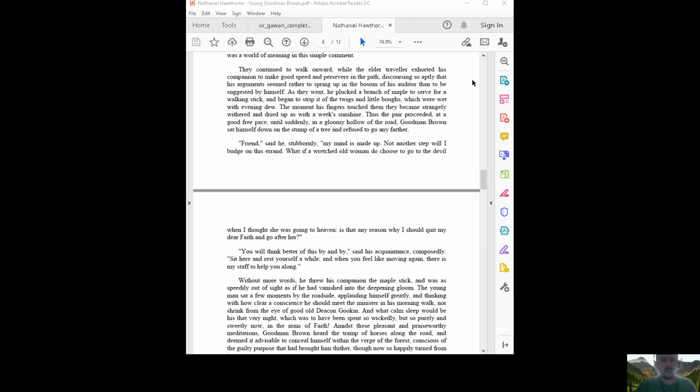The moment his fingers touched them, they became strangely withered and dried up, as with a week's sunshine. Thus the pair proceeded at a good free pace, until suddenly, in a gloomy hollow of the road, Goodman Brown sat himself down on a stump of a tree and refused to go any farther.